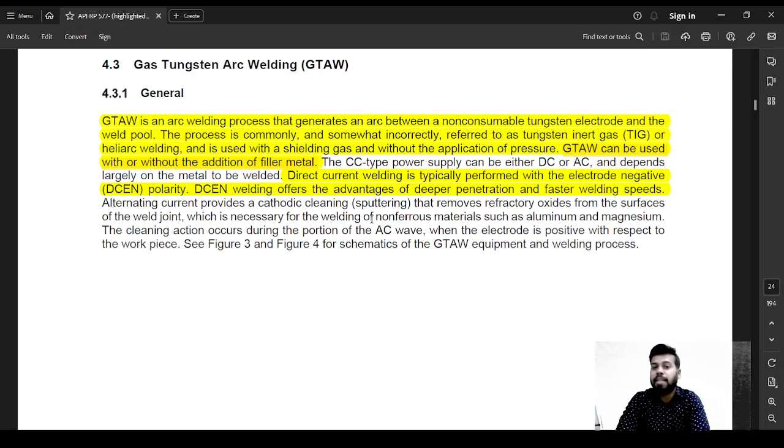The constant current power supply can be used as either AC or DC, depending largely on the metal to be welded. Direct current is typically performed with electrode negative polarity. If you are placing the electrode on the negative side, then it is electrode negative. DCEN offers the advantage of deeper penetration and faster welding speeds.